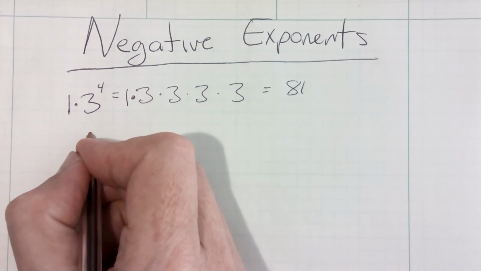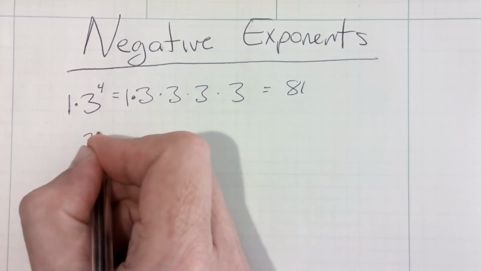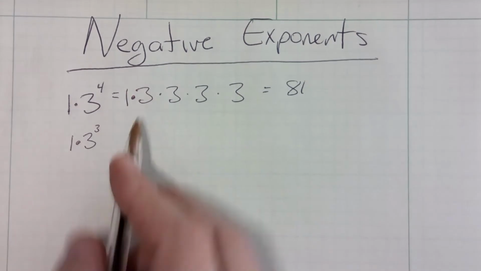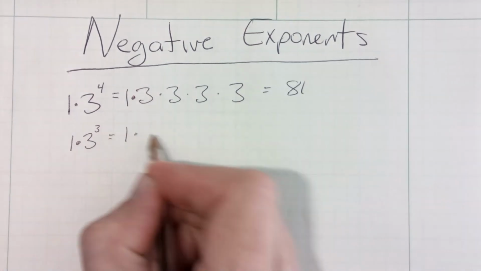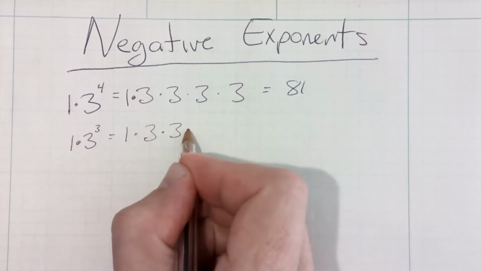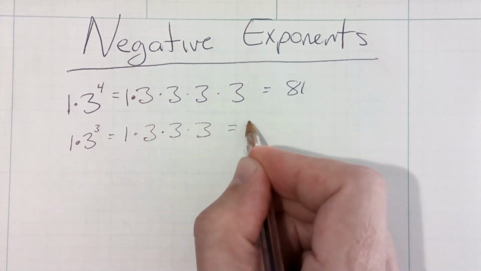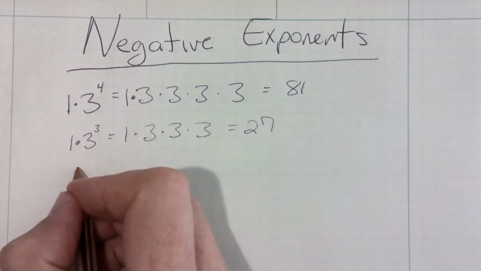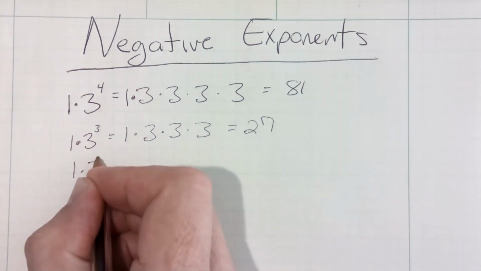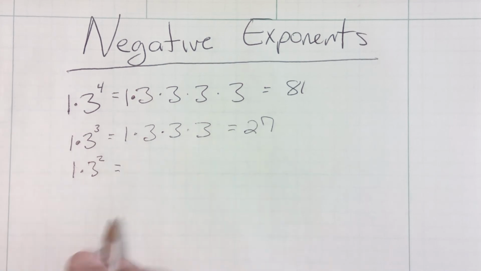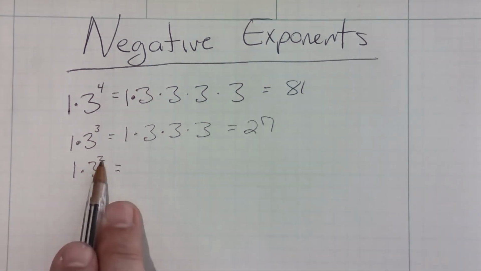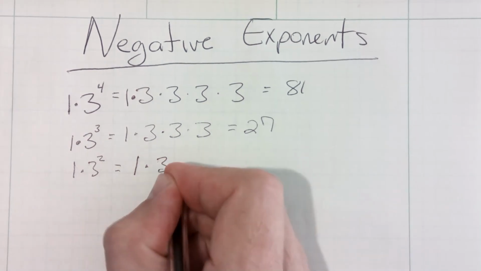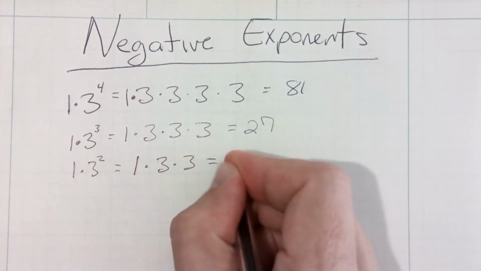Now, if we move down a step, so I go 3 to the 3rd power, again, I want to emphasize that I start with 1 and I'm multiplying by 3 3 times. And again, I could get that to equal 27 if I wanted to multiply it out. If I move down another exponent to 2, it means I'm multiplying by 3 twice. And again, I like to start with that 1, and then I'm multiplying by 3 twice, which gives me 9.